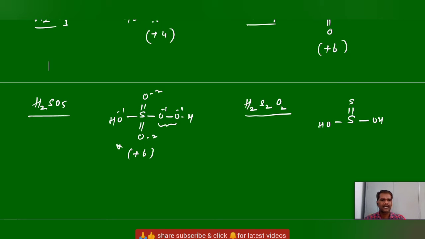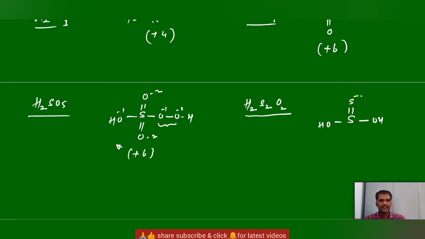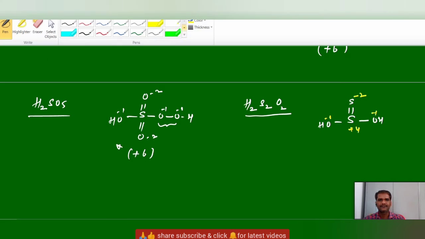These two sulfurs have different oxidation states. This sulfur is in the -2 oxidation state, and this central sulfur has +4 oxidation state. Because this is -2, this is -1, and this is -1. So overall you will get +4. So out of the two sulfurs, the two have different oxidation states.